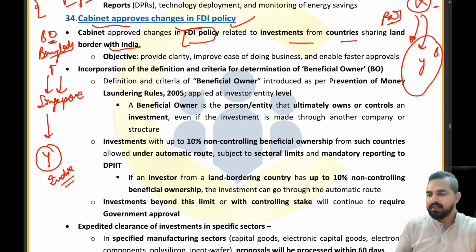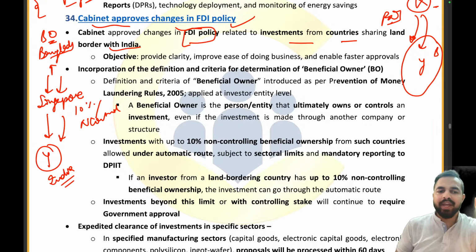I hope that this is clear to everyone. So basically now the government says that if that person, the beneficial owner, is from Bangladesh and he is investing in company Y, right now we are providing you some relaxation. Let's take an example, the investment is less than 10%, or it involves no control. So you can invest under the automatic route. Under the automatic route, what happens? There is no approval required from the government of India.